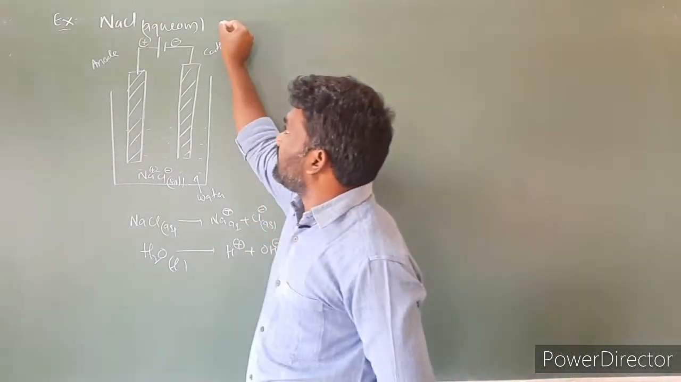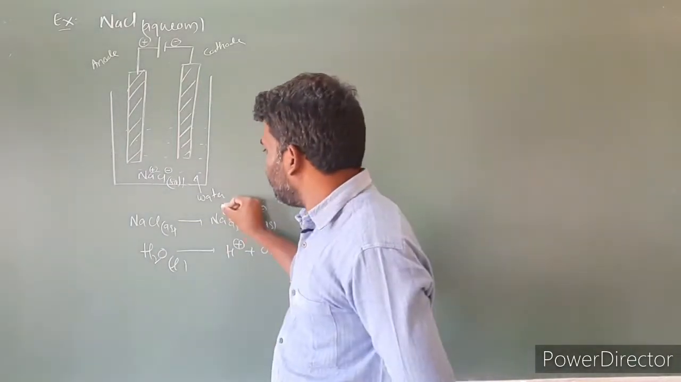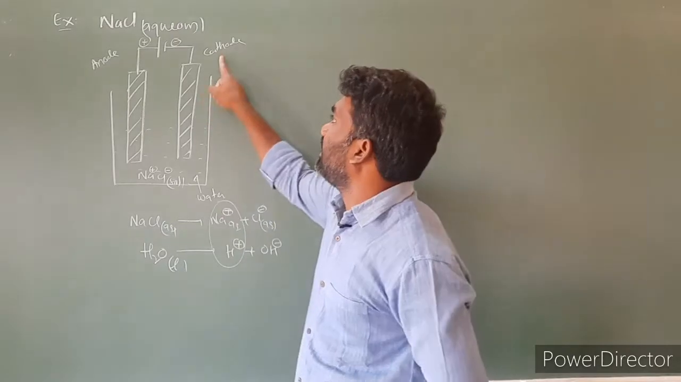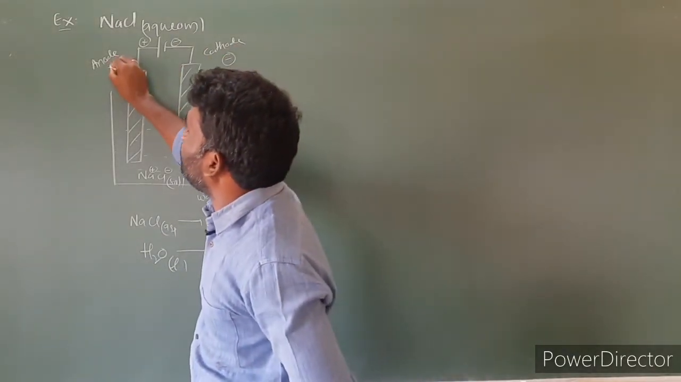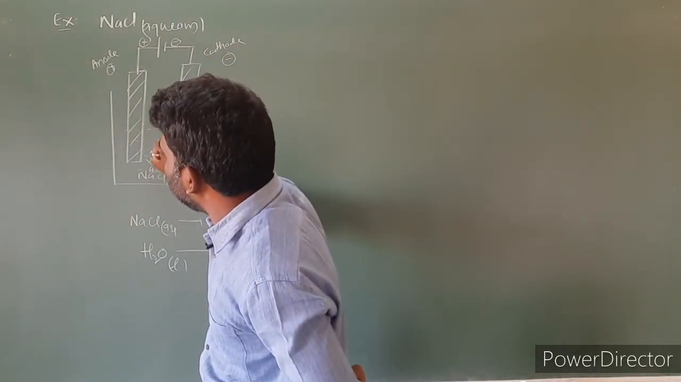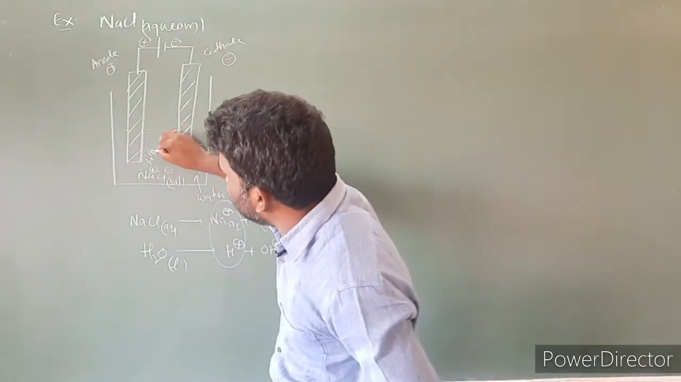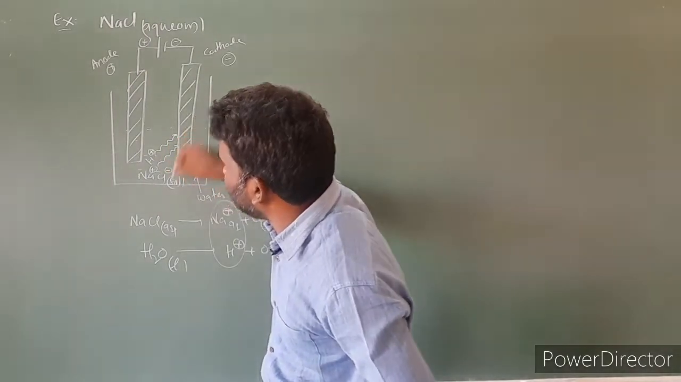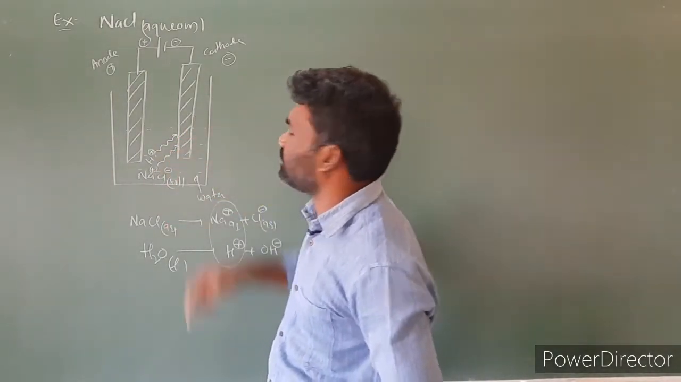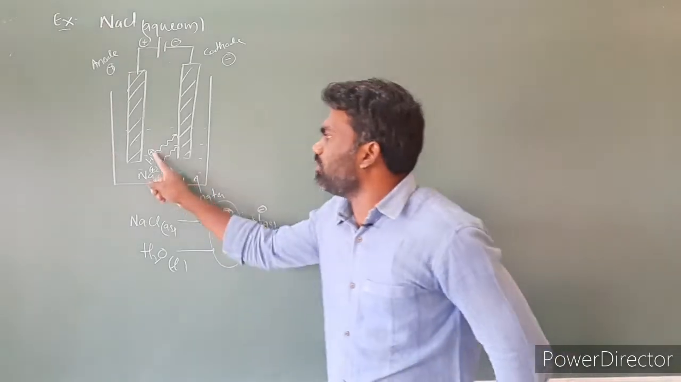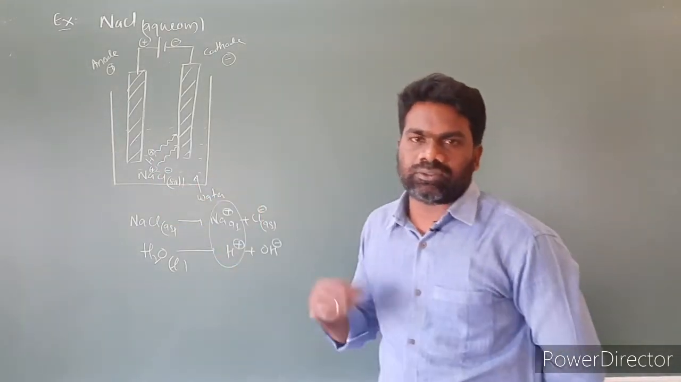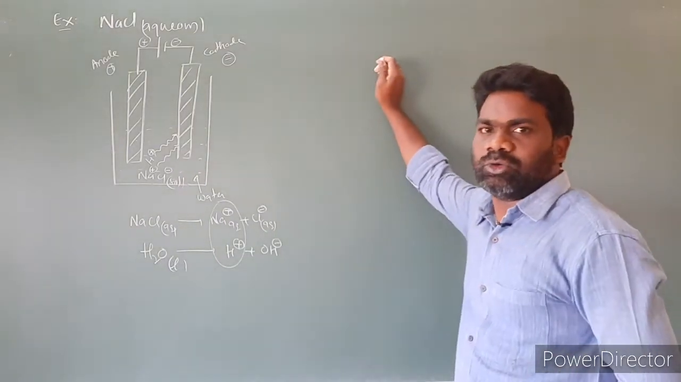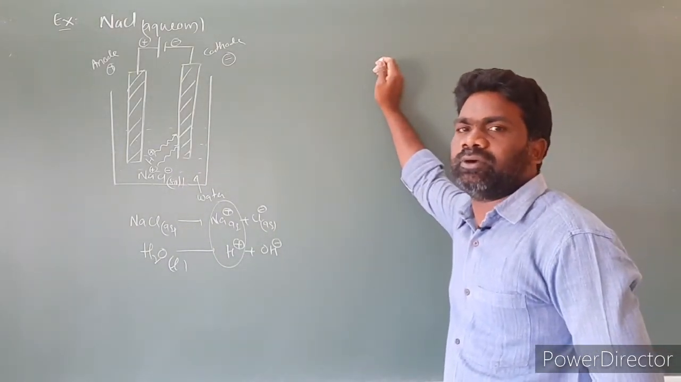When we pass electric current through this solution, there are two positive ions. Cations migrate towards the cathode; the cathode is negative and the anode is positive. Both H+ ions and Na+ ions migrate towards the cathode. Now the question is, which will be discharged at the cathode? In this case we have to take the standard electrode potential, and based on it we write the answer.